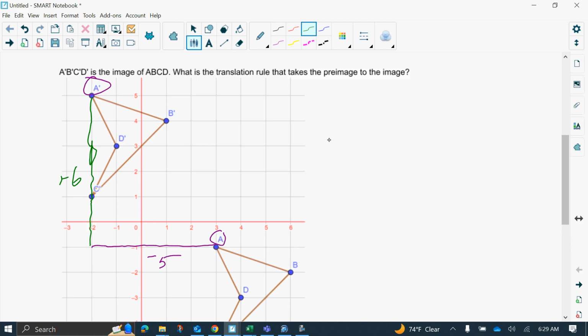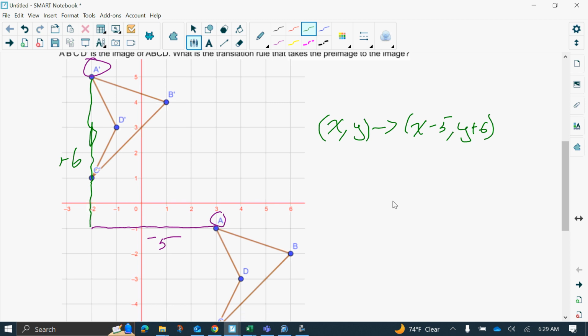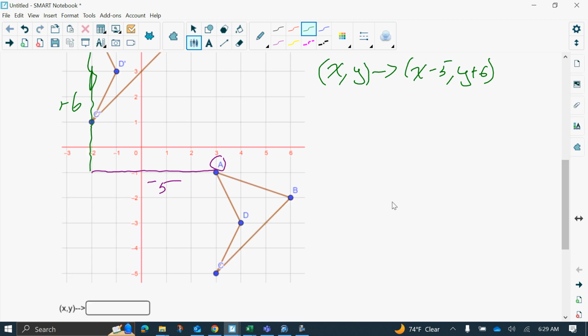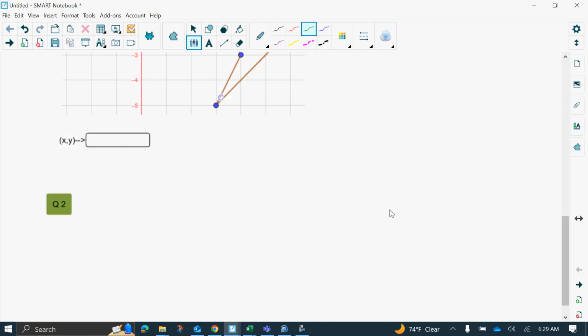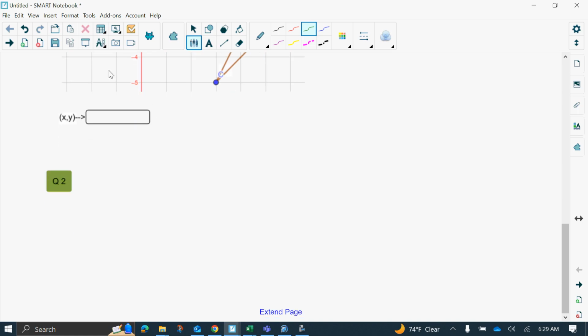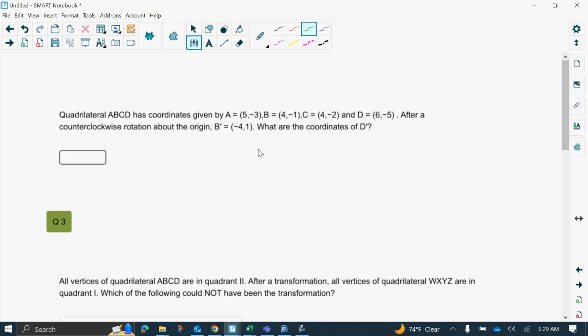So our rule is xy goes to x minus 5, y plus 6. Make sure you remember the parentheses. Okay.